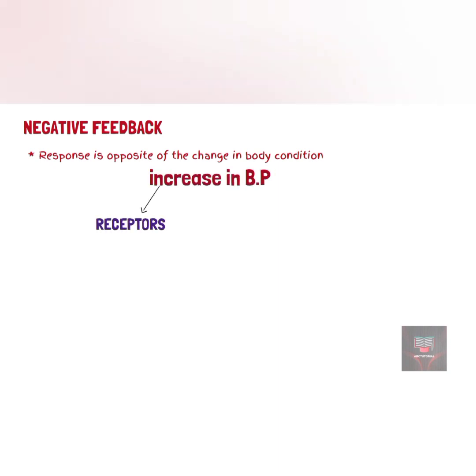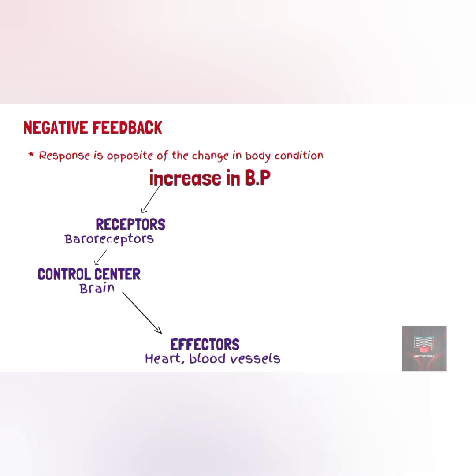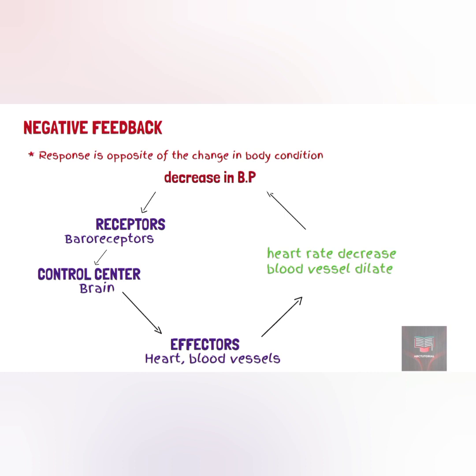In a negative feedback system, the response is opposite to the change in body condition. For example, a decrease in blood pressure will be picked up by specialized receptors located in the wall of certain blood vessels known as baroreceptors. The baroreceptors send nerve impulses to the brain, which acts as the control center. The brain then interprets the nerve impulses from the baroreceptors and responds by sending outputs to the heart and blood vessels, which act as the effectors. The response produced by these effectors includes increased heart rate and blood vessel constriction. These responses then lead to an increase in blood pressure and homeostasis is restored.